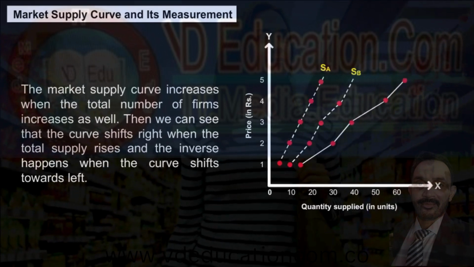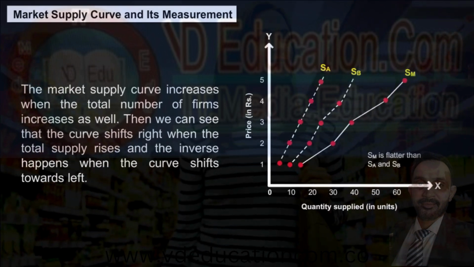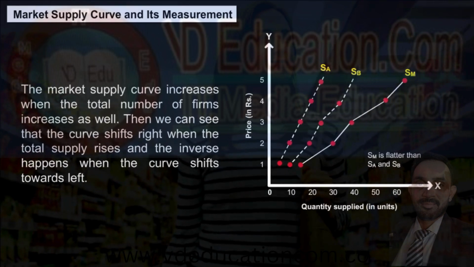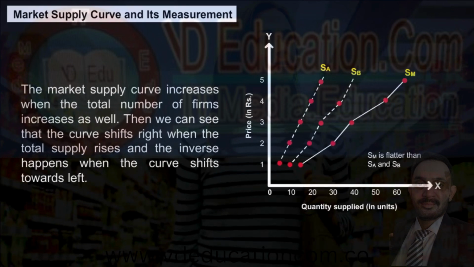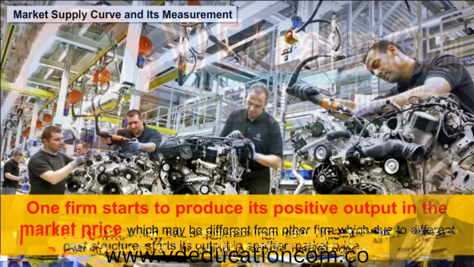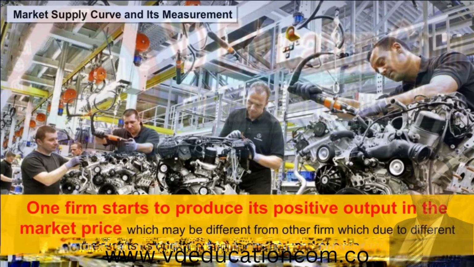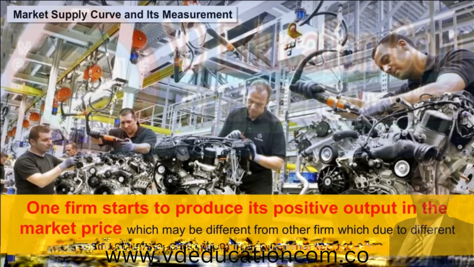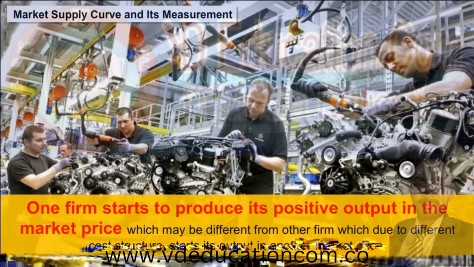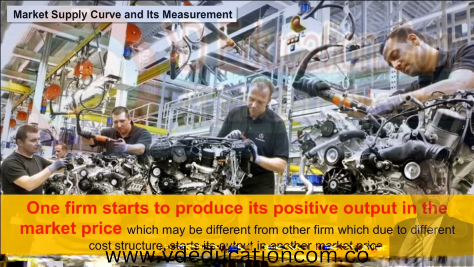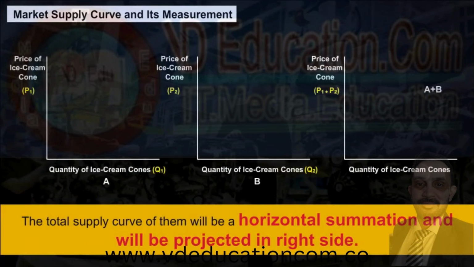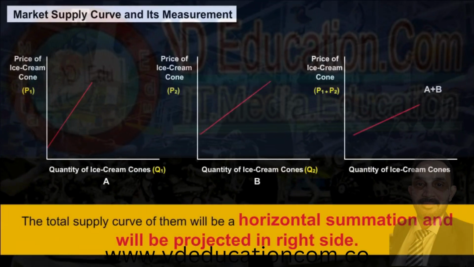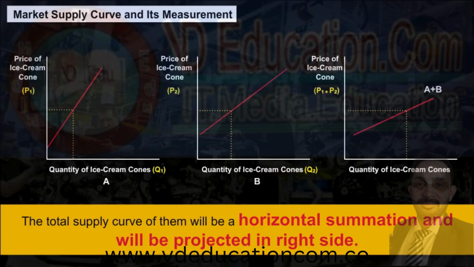Then, we can see that the curve shifts right when the total supply rises, and the inverse happens when the curve shifts towards left. One firm starts to produce its positive output at a market price, which may be different from another firm, which due to a different cost structure starts its output at another market price. The total supply curve of them will be a horizontal summation and will be projected on the right side.